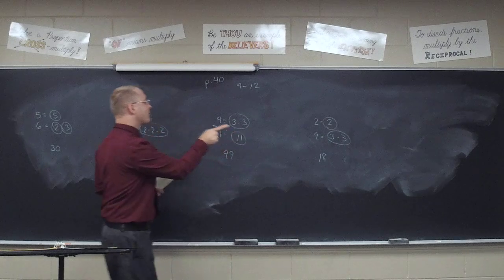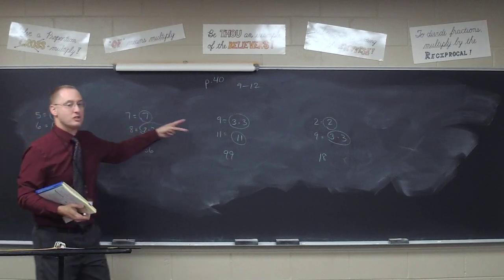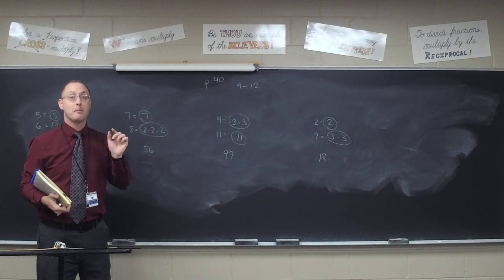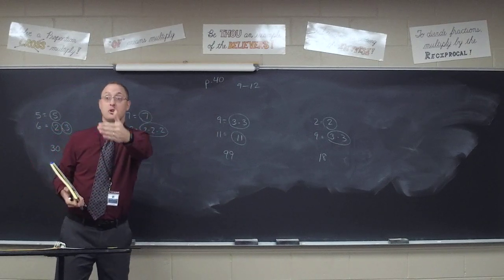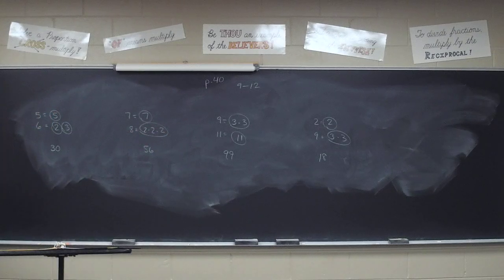Notice in every one of these instances, class, they had nothing in common. There were no losers. Because these numbers in each case were prime to each other, class. All these pairs of numbers were prime to each other.